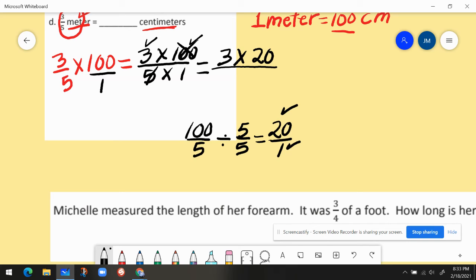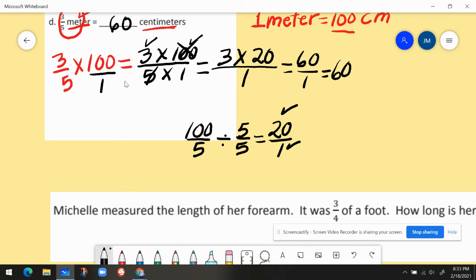So 1 times 1 equals 1. That will be the answer below. So 3 times 20 equals 60. 60 over 1 equals 60. So that will be the answer, 60 centimeters, my friends, 60 centimeters.